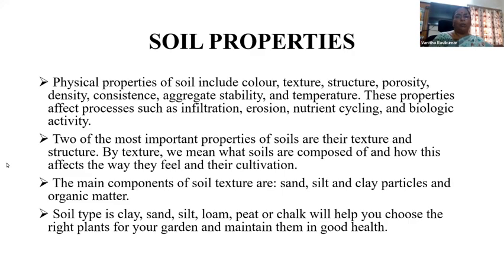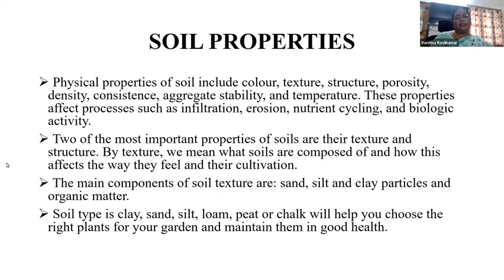Two main properties are texture and structure. Texture and structure affect crop cultivation and define the yield of the crop. The texture is determined by the field method.